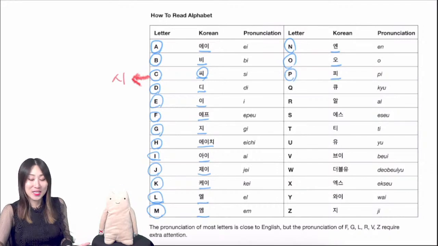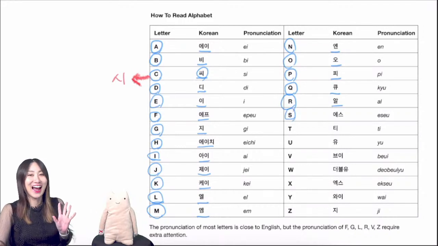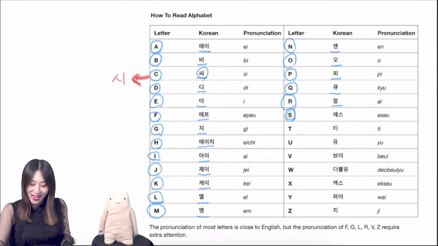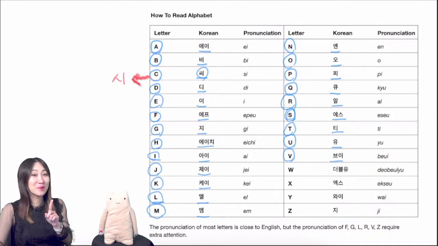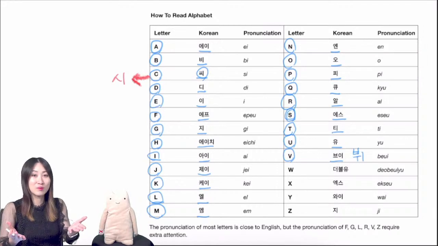P, Q. And R. We don't have the R sound, so it's pronounced differently. So this is S. And T, U. V. By the way, the name of the BTS member is V, and his Korean name is V, right?